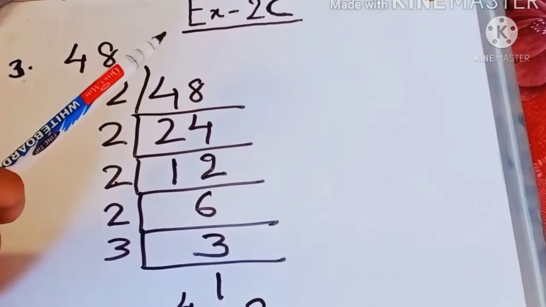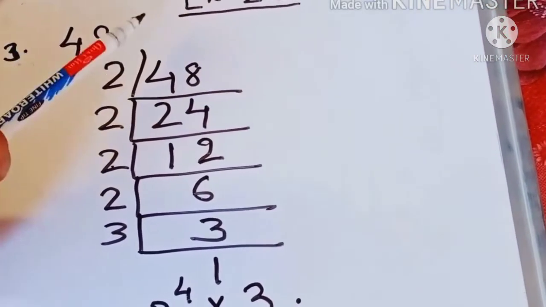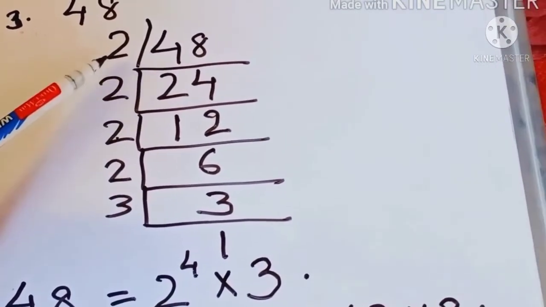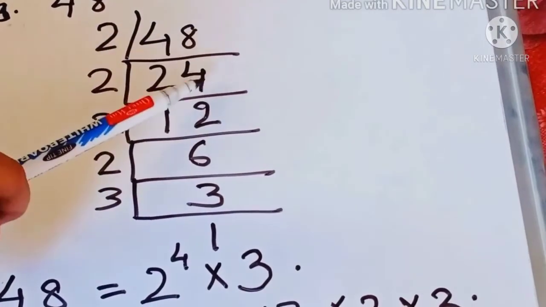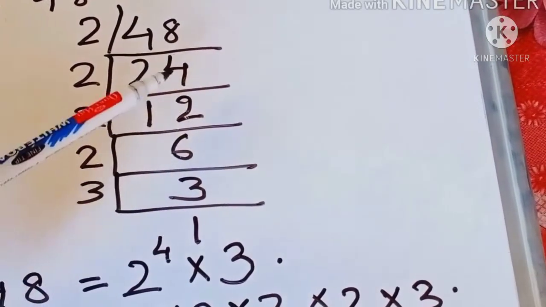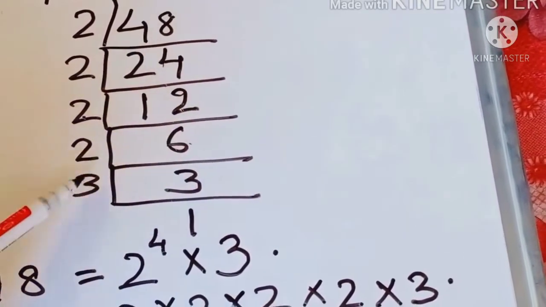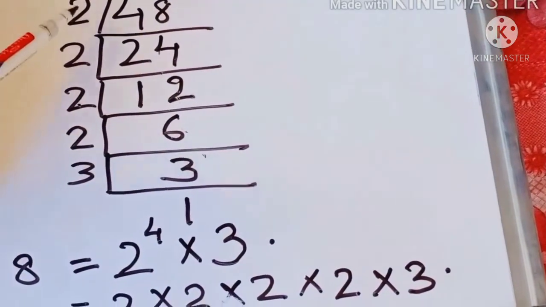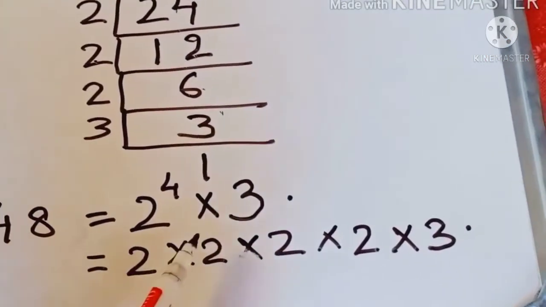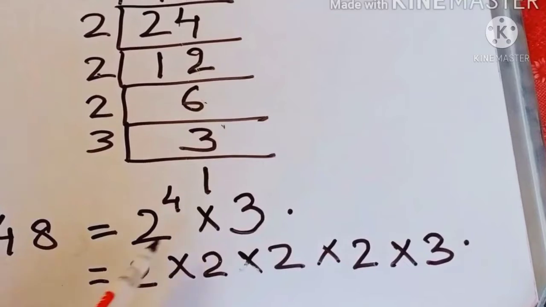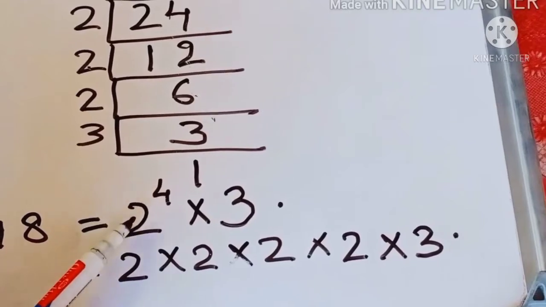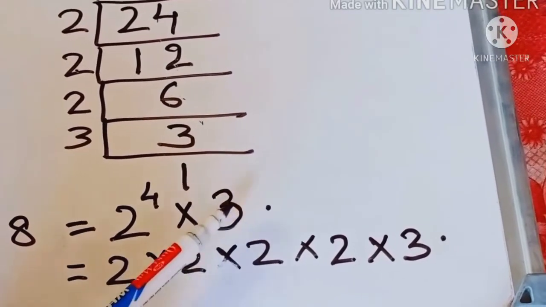Now let's do some sums. Let's start solving a few sums of exercise 2C. The first one is question number 3, 48. So here we will be starting with the smallest prime number, which is 2. So 2 2s are 4, 2 4s are 8. Again 2 1s are 2, 2 2s are 4. 2 6s are 12. 2 3s are 6 and 3 1s are 3. By using the division method, we got these prime factors. So 48 can be written as 2 into 2 into 2 into 2, that is 2 multiplied 4 times, into 3. It can also be written as 2 to the power 4 into 3.